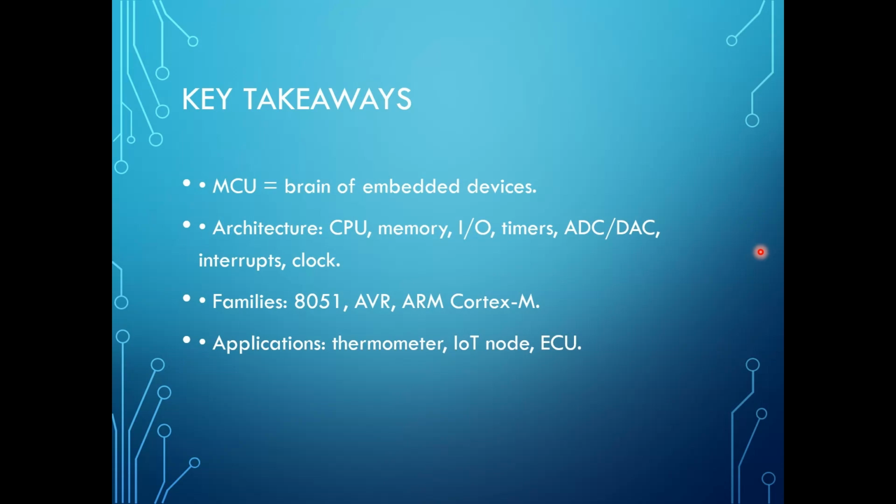So what we have just seen is the architecture of the microcontroller, and how the microcontroller is the brain of embedded devices. In the architecture we have studied the CPU, memory, input/output, timers, ADC, DAC, and interrupts. Also in the families we have seen 8051, AVR, and ARM Cortex-M. In the case studies we have studied the thermometer, the automotive ECU, the smart home IoT node, and the digital thermometer. This kind of case study we have seen, how it processes. We will go into more detail in later lectures.